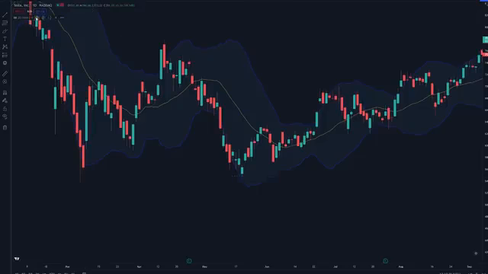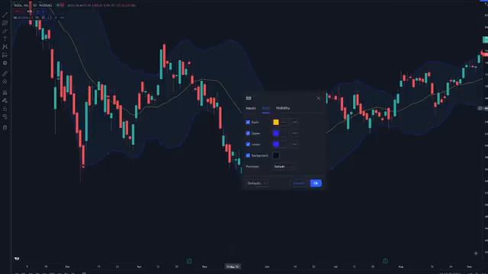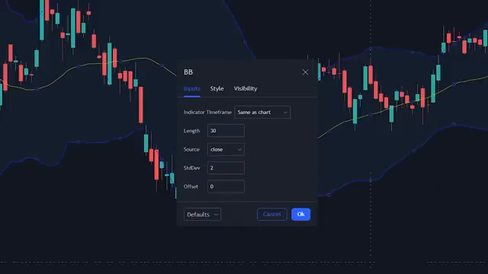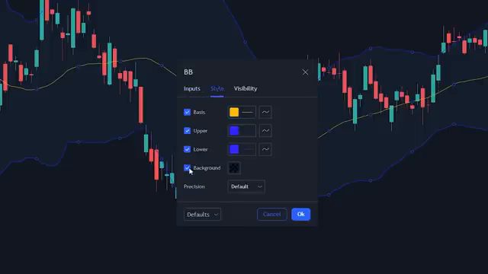Now, the default settings TradingView will give you are pretty nice, but we want to change them for this specific strategy. First thing you want to do is go to the length section and change the value to 30. Make sure the standard deviation is set to 2. Then I'm also going to remove the background of the indicator. This is all personal preference, you can do whatever you prefer here.